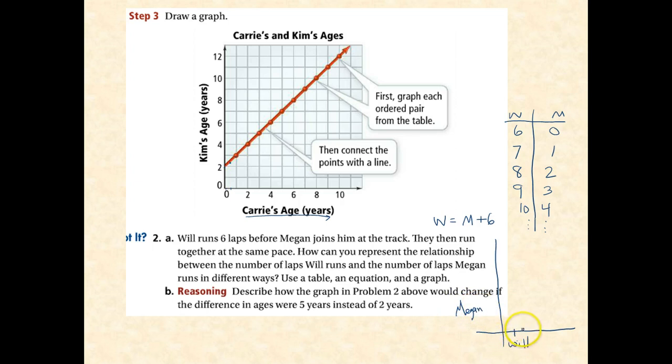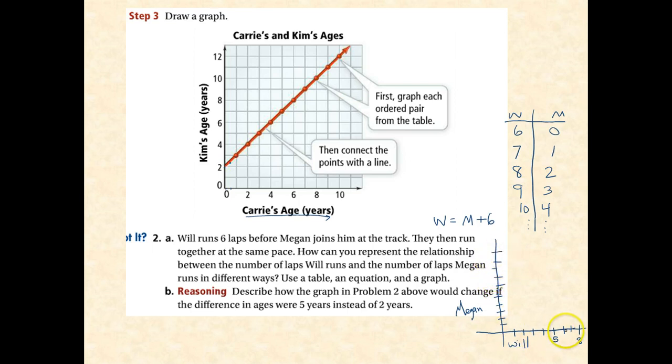1, 2, 3, 4, 5, 6, 7, 8, and then 1, 2, 3, 4, 5, 6, 7, 8, 9, 10.